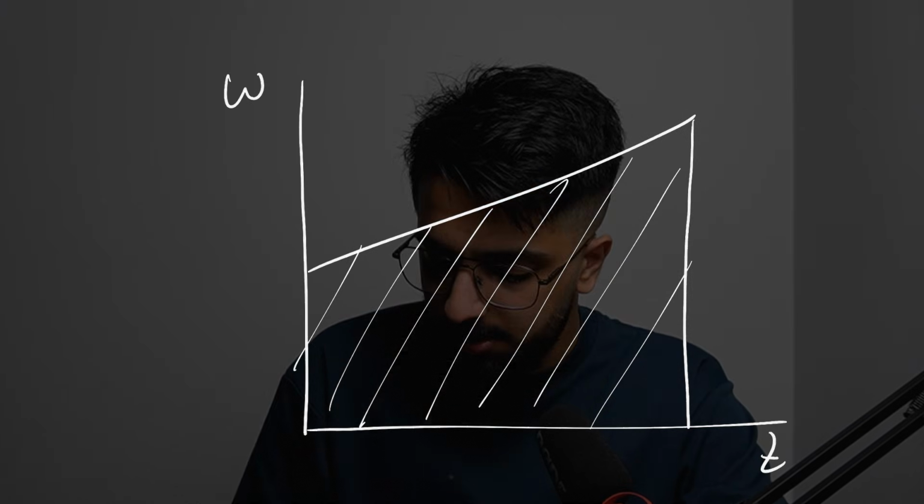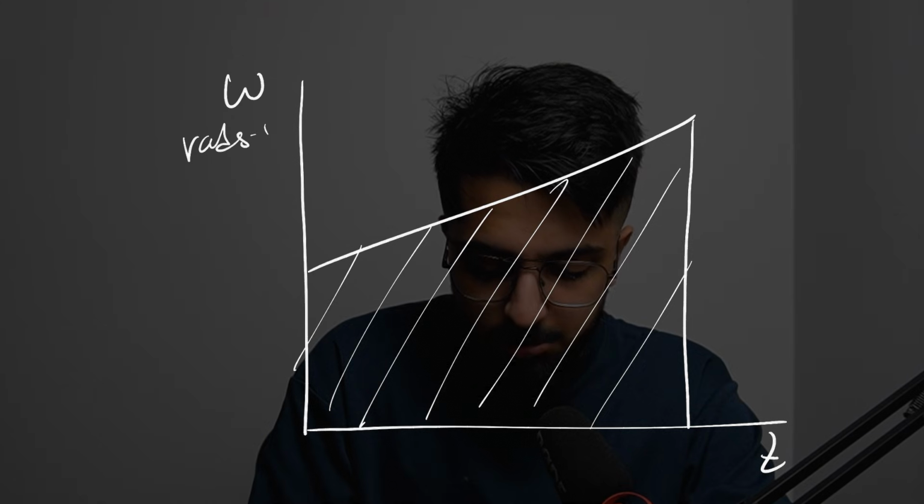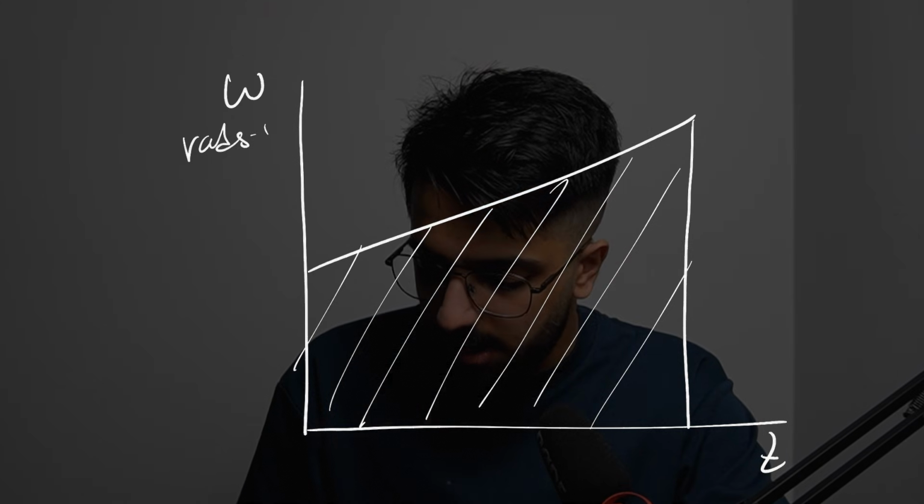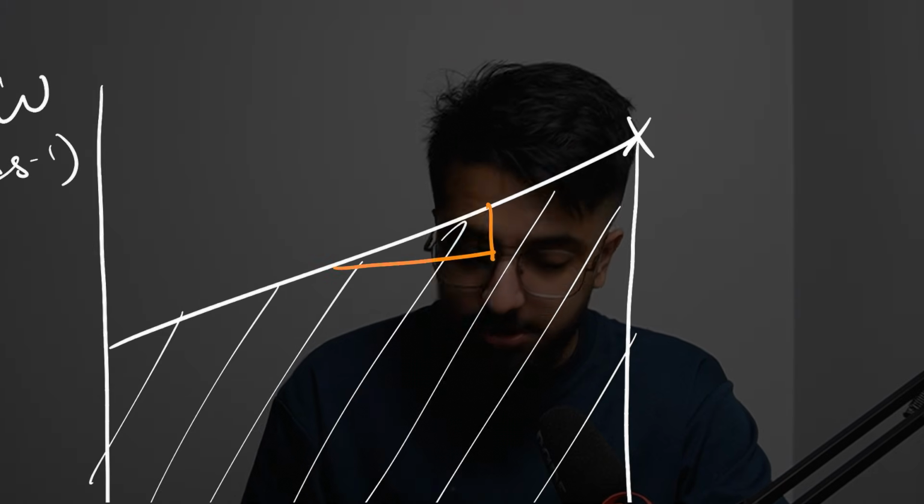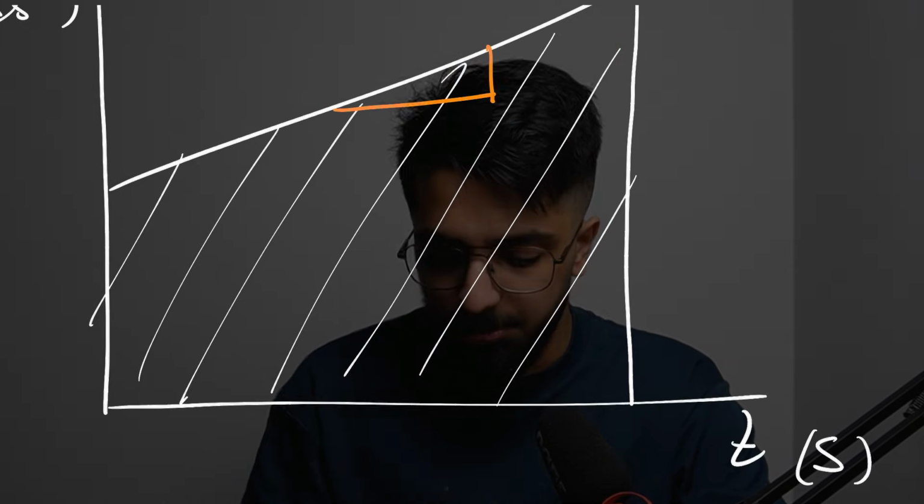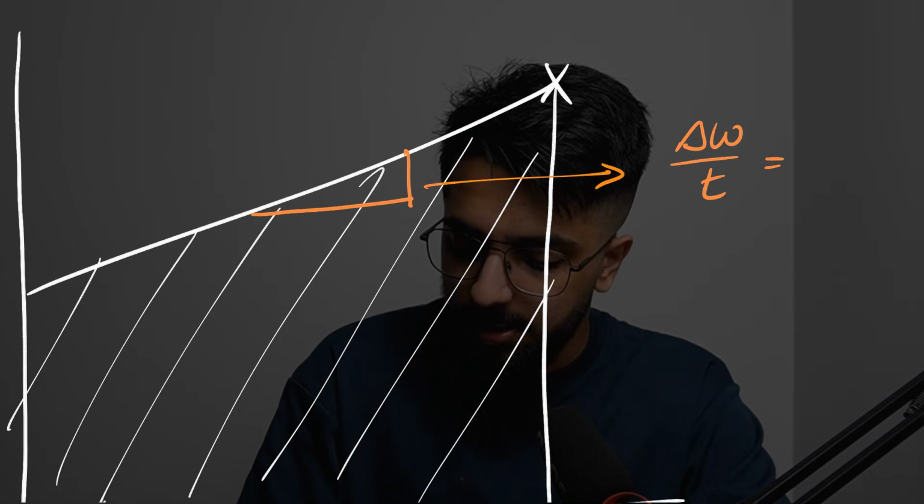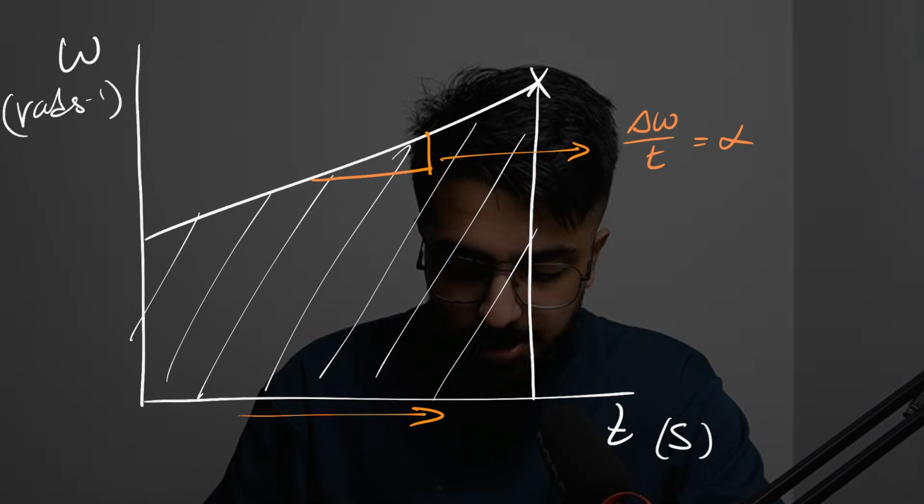You may also see a situation where we have a graph with an area under the graph. This is our omega, and this is our t. Omega is in radians per second, and t is in seconds. The gradient right here is the change in angular velocity over time, and that is equal to our angular acceleration.